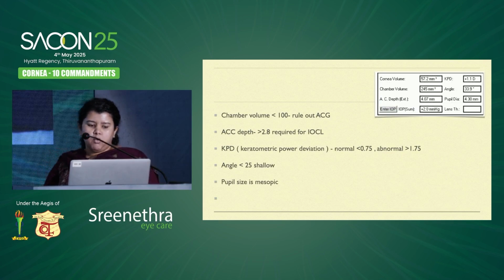Next, the anterior chamber volume: with less than 100 it's better to rule out angle closure glaucoma. Anterior chamber depth of more than 2.8 is important for ICL implantation. The keratometric power deviation should be less than 0.75 and an angle of less than 25 is considered shallow. The pupil size is the mesopic pupil.